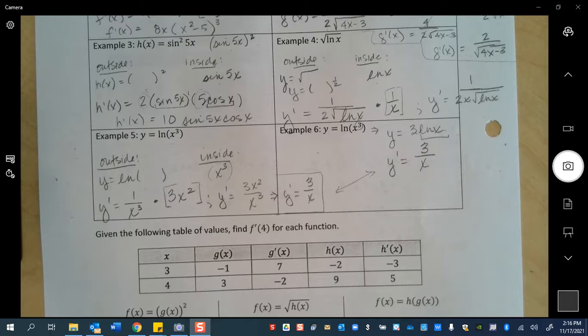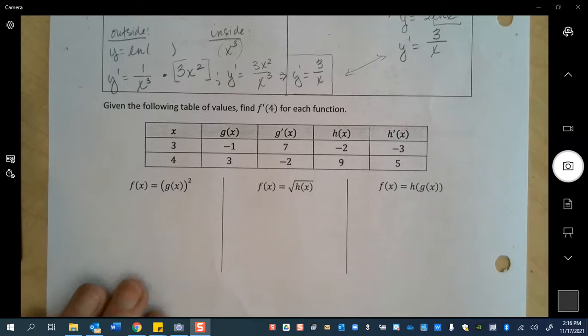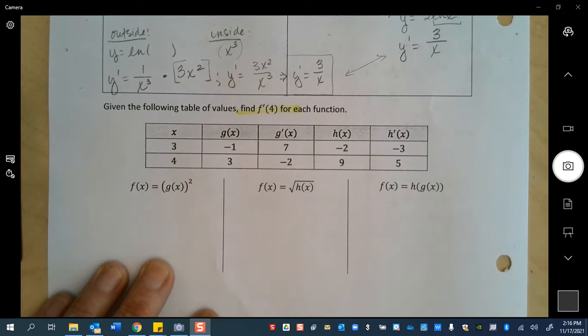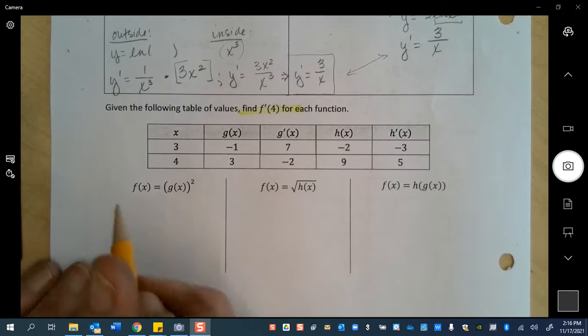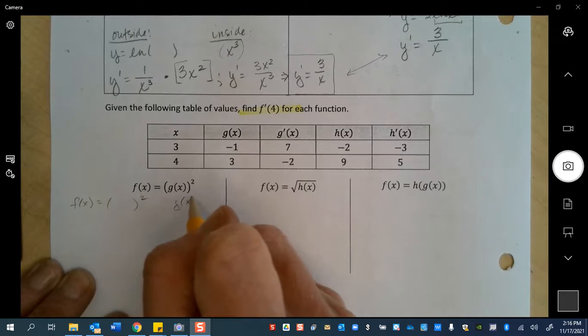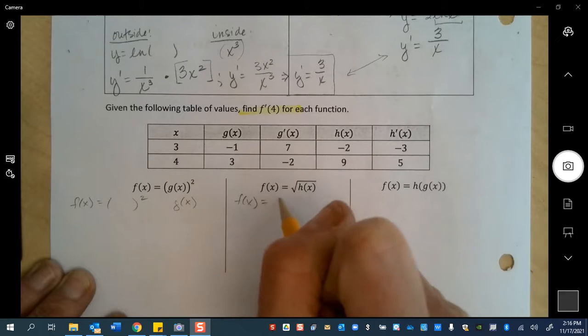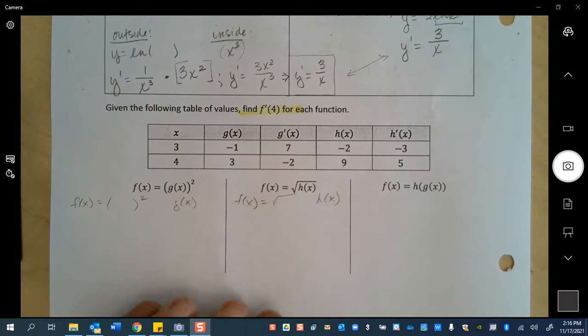All right. So here's this chart. Given the table of values, find f prime of 4. Now remember, we're finding the slope of the tangent line at 4 for each function. And we have each of these different embedded functions. And if it helps you, you can see that your f of x is going to be your outside function of your g of x, which is your inside function. Your f of x is going to be the square root function. H of x is your inside.